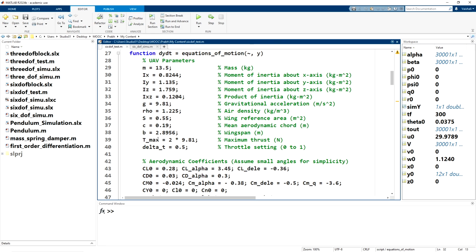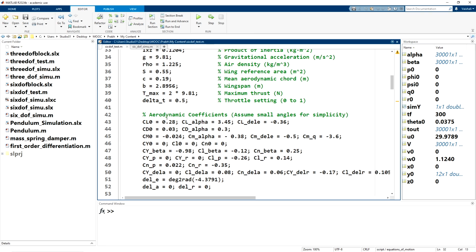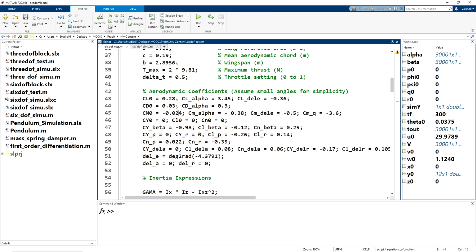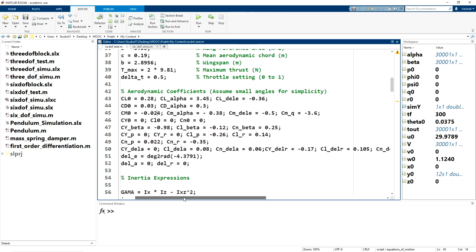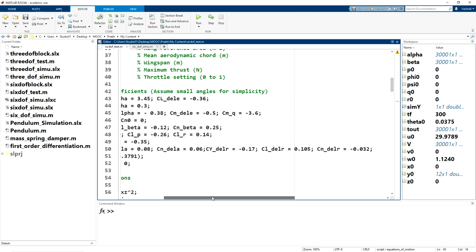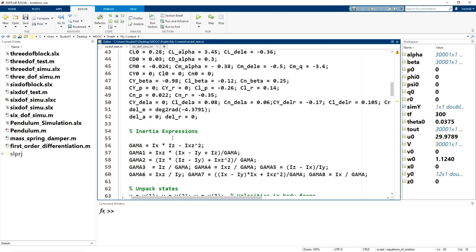We know the thrust should be in newtons, and these are the aerodynamic coefficients which I have already mentioned before. In case I missed any coefficient, you can note it from here. And these are the inertia expressions: gamma, gamma 1, gamma 2, gamma 3, and so forth.